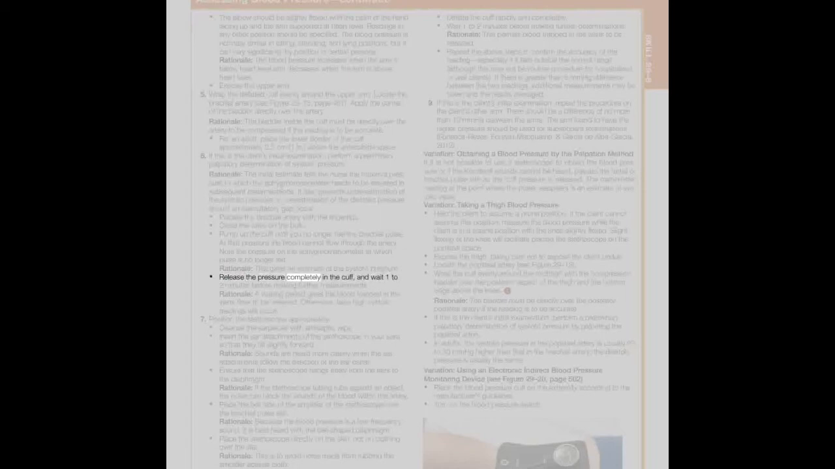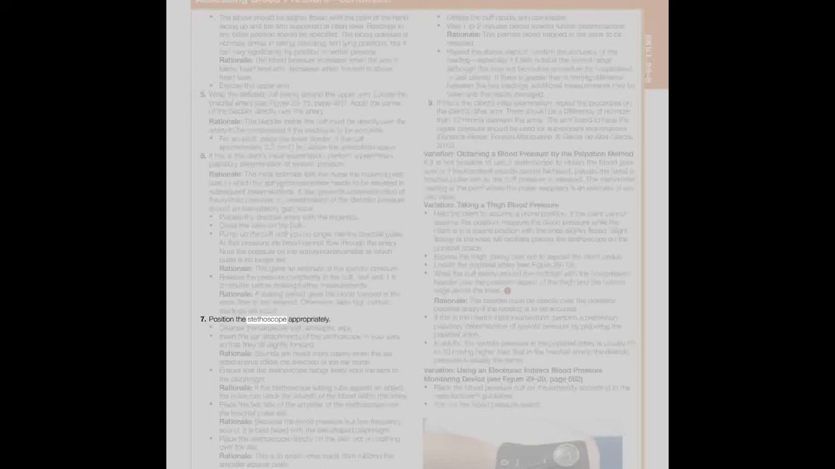Release the pressure completely in the cuff, and wait 1 to 2 minutes before making further measurements. Rationale: a waiting period gives the blood trapped in the veins time to be released. Otherwise, false high systolic readings will occur.